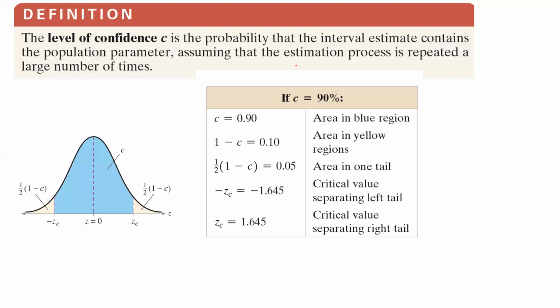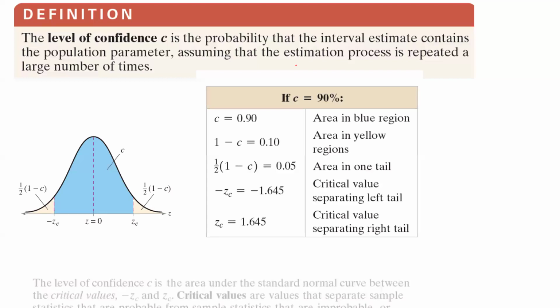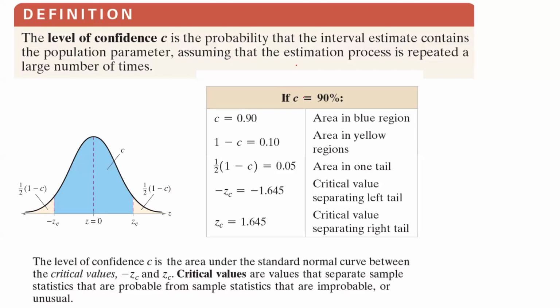And remember how we constructed the confidence interval using different levels? When you have C as the level of confidence, our goal is to calculate critical values, negative ZC and positive ZC. The critical value is a value that separates the sample statistics that are probable from sample statistics that are improbable or unusual.